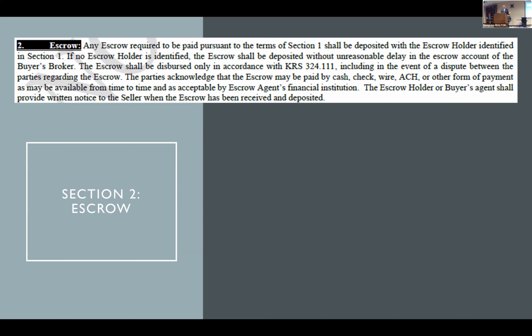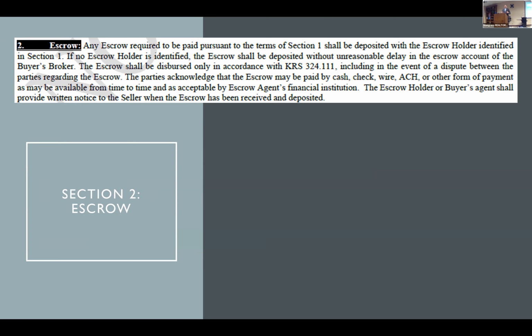The great thing about 324-111 is it allows you as a broker who's holding an earnest money deposit to figure out what to do with it when the parties are in a fight. It says you send notice to the parties, you give them 60 days. At the end of 60 days, whoever you say you're going to send the earnest money to, you're going to send it to unless they either reach an agreement, a court tells you what to do, or somebody files a lawsuit. That's what happens. It's pretty simple. But that statute is only applicable to the buyer's broker. A buyer and a seller are not subject to that statute. The earnest money is subject to it, but not the buyer and seller.